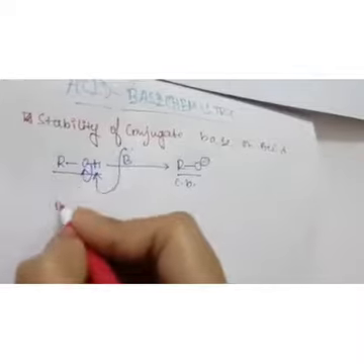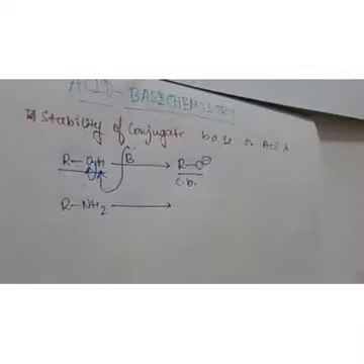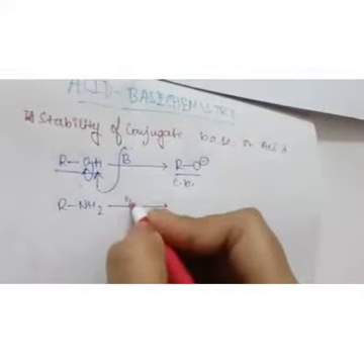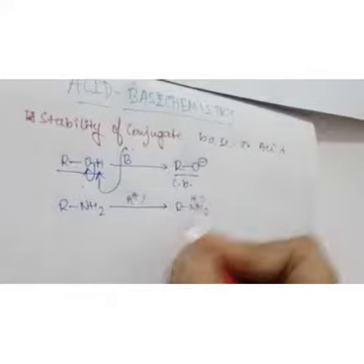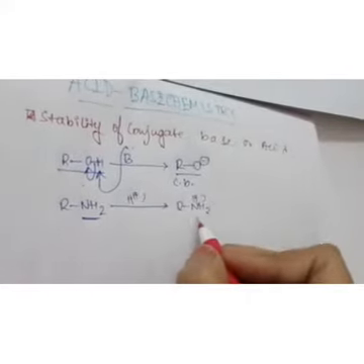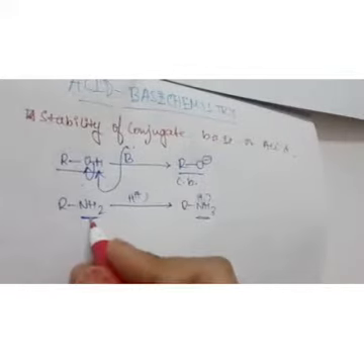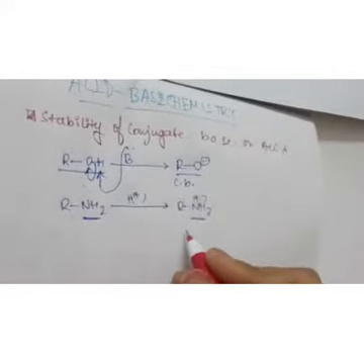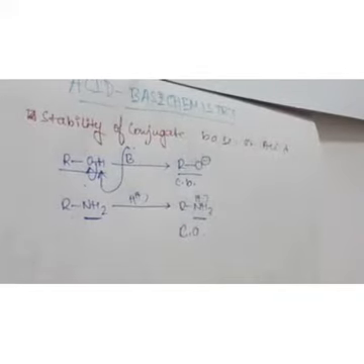Now suppose RNH2, a primary amine. If I treat it with an acid, suppose H plus, it will form RNH3 positive. So NH2 captures H plus and forms NH3 positive. So that RNH2 is the base and its conjugate acid is RNH3 positive. Hence it is a conjugate acid.